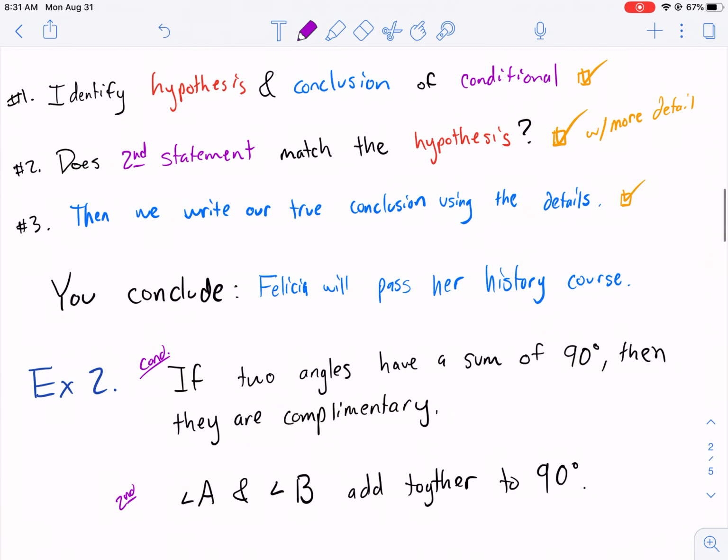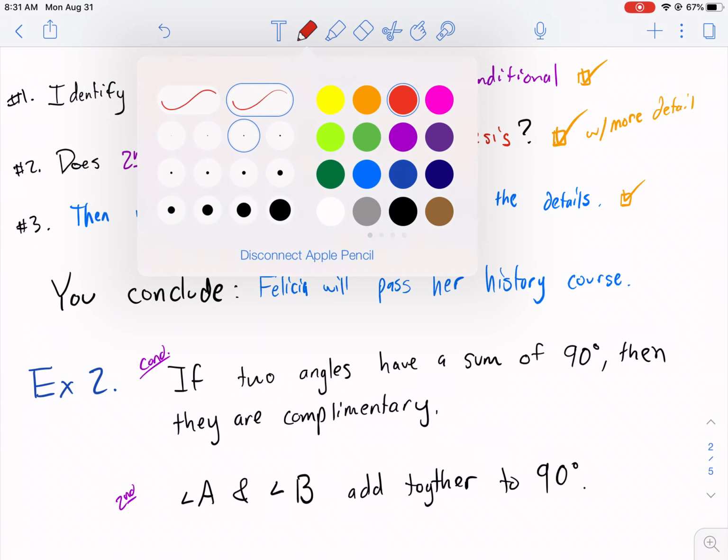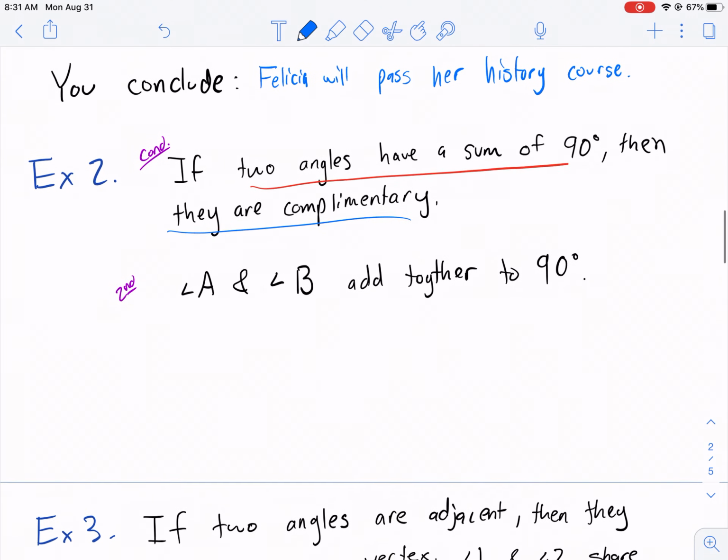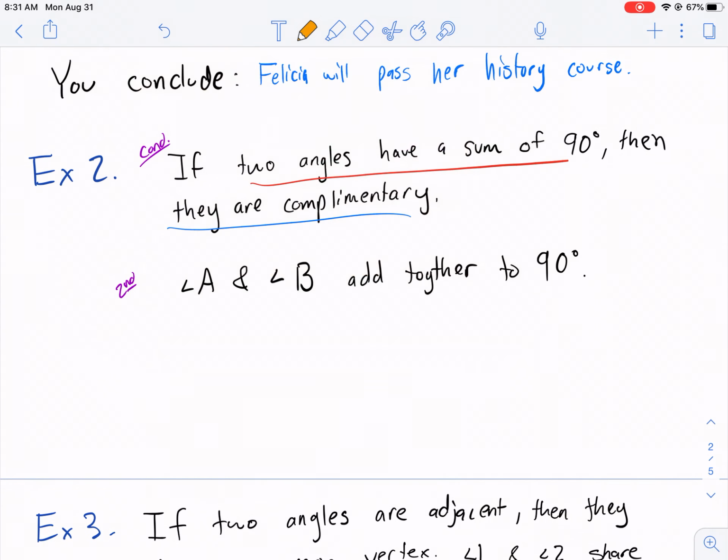Okay, let's follow the step-by-step process. Identify hypothesis and conclusion. Two angles have a sum of 90. They are complementary. There's my hypothesis. There's my conclusion. Now we need to look at this second statement. Does it match my hypothesis? Two angles have a sum of 90. Angle A and angle B add together to 90 degrees. It's saying the same thing. It's saying it a little bit differently, but add together and sum is the same thing. Two angles is the same thing as angle A and angle B, okay? It's just giving a little bit more detail like we talked about earlier. So yes, it does. We have our second step complete.